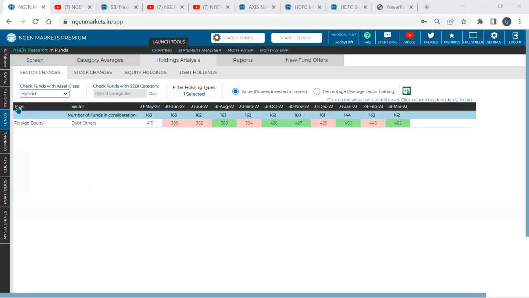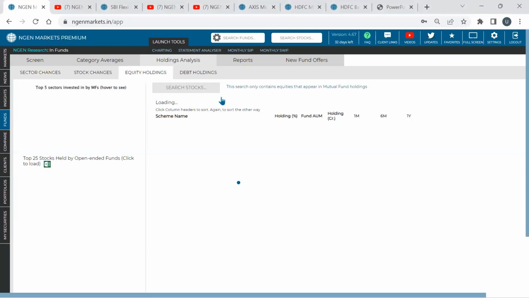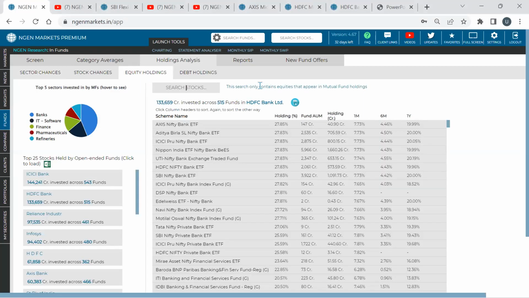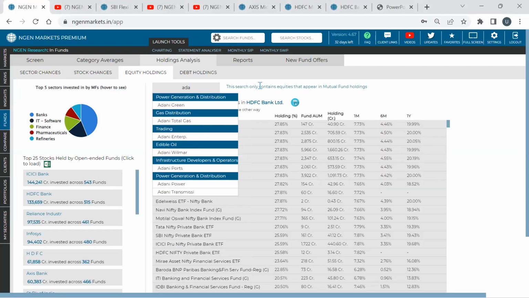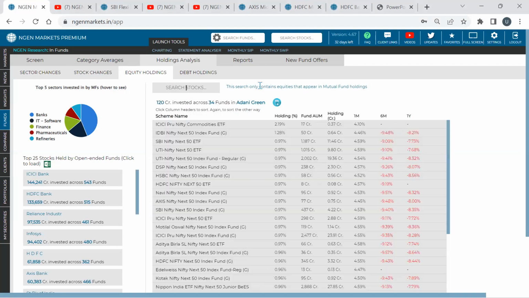Going ahead in stocks, there is another question in stocks analysis: can we see the number of funds holding a particular stock? What you can do, sir, is go to equity holdings and search that stock. For example, if I want to know about Adani Green, you can search Adani Green, and you can see the number of funds, which is 34 funds, which can include ETFs as well, holding Adani Green. So that's the answer to your question, sir.